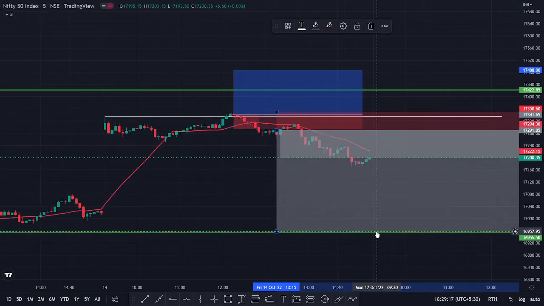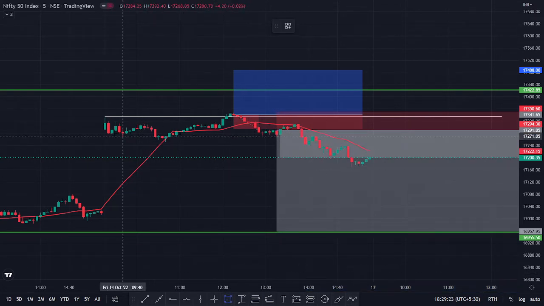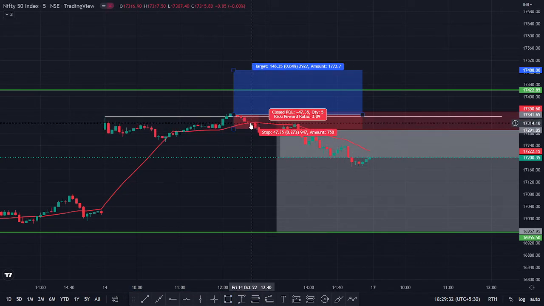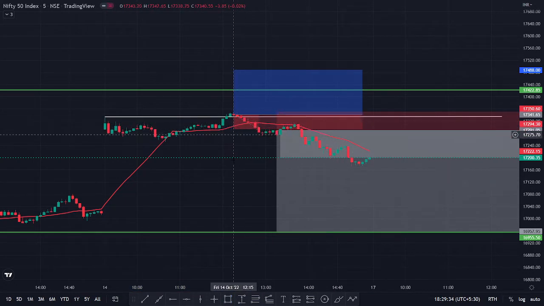Now, back to our topic again, if you go to this 5-minute time frame, you can see that Nifty was in a sort of consolidation for this whole day, right? Nifty clearly wasn't in much of a trend till 12:15 p.m.